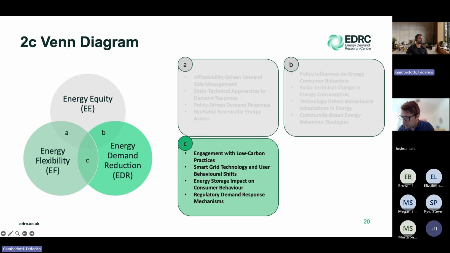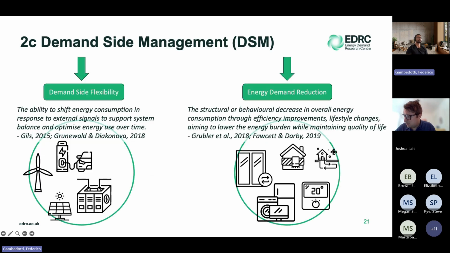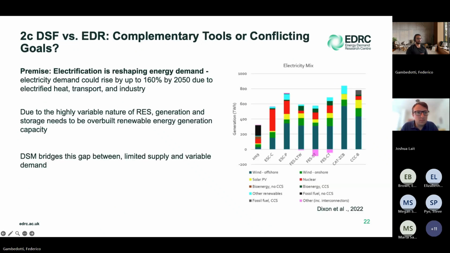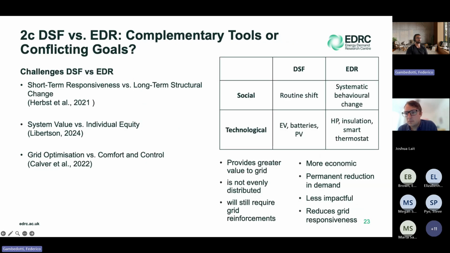Then the last concept is flexibility and energy demand reduction. I've already talked about this, just a reminder. So if we electrify everything, energy consumption will increase significantly. The number I put there is 160% by 2050. So this means we're going to have to overbuild renewable energy, and this is where energy demand reduction and demand side flexibility come into play.